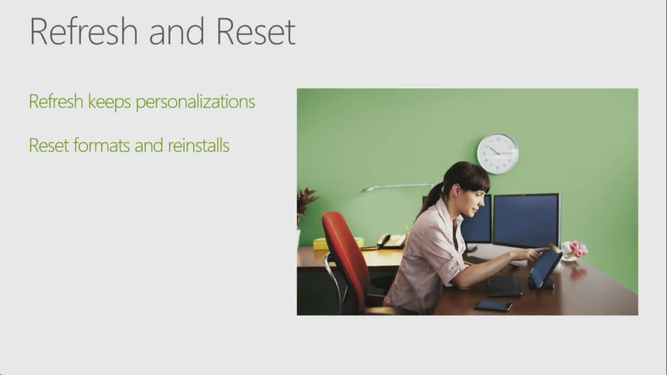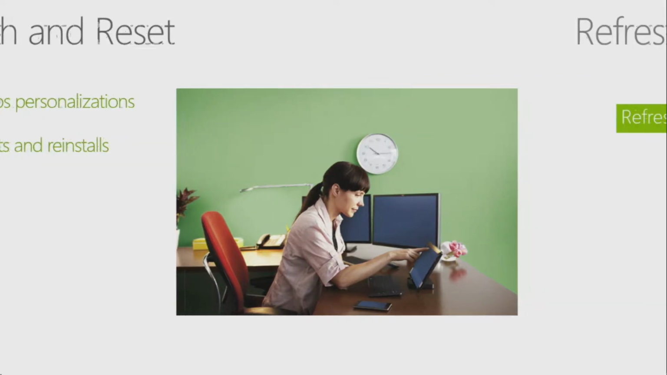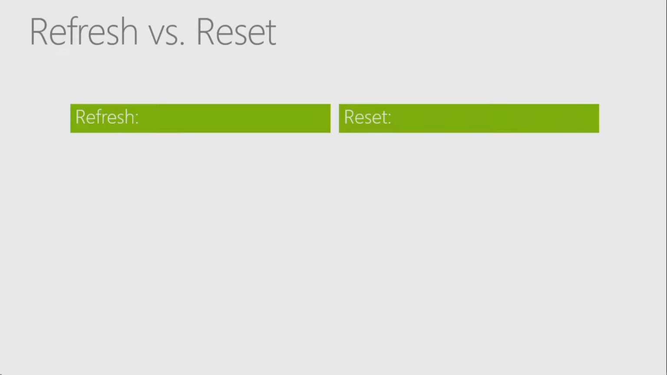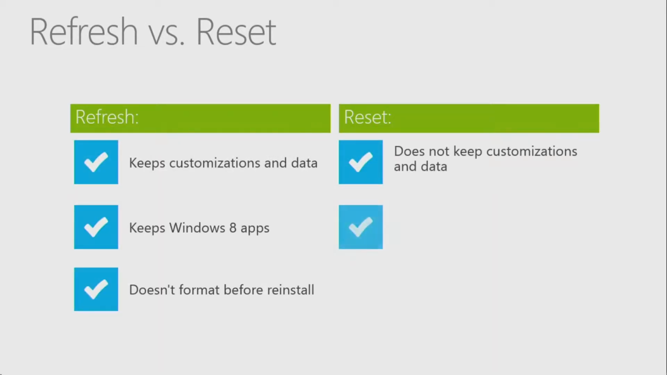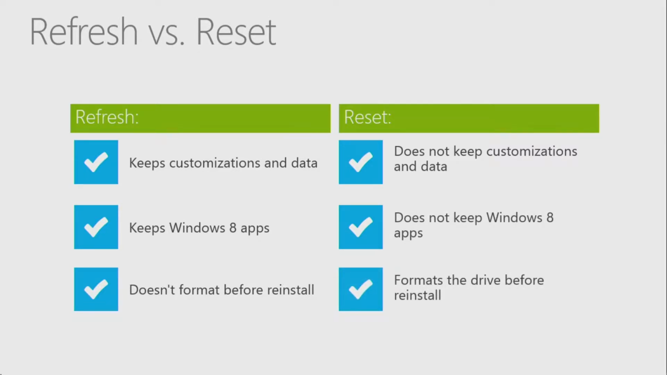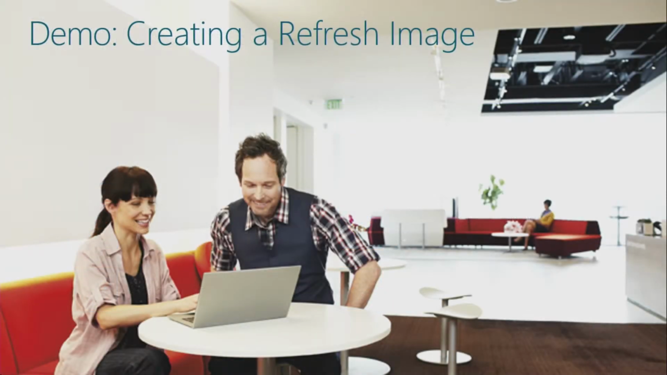The reset and refresh, as we said, we talked about all this. Refresh keeps the personalization, and reset formats and reinstalls. So if we take a quick look at the difference between the two, again, refresh keeps your data, keeps the apps, doesn't format. Reset does not keep customizations. It will format the drive. It basically reinstalls Windows 8 automatically for you, which is great.